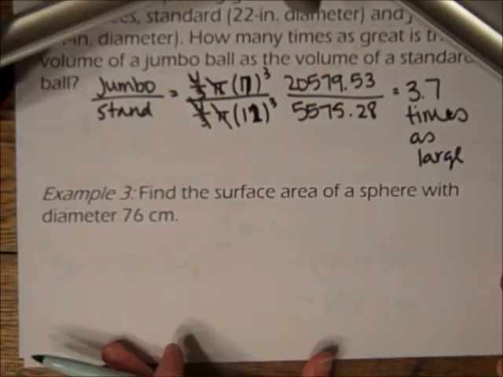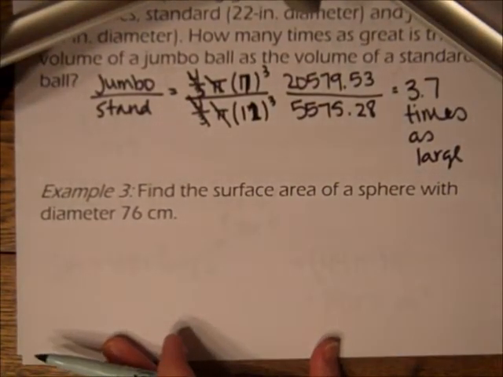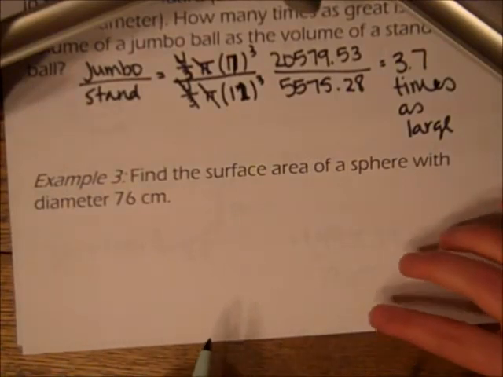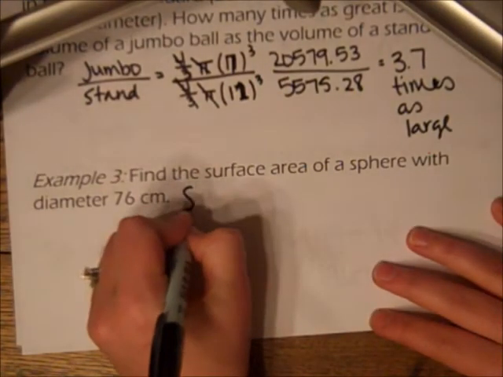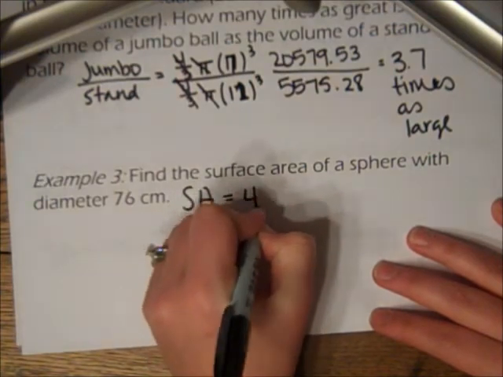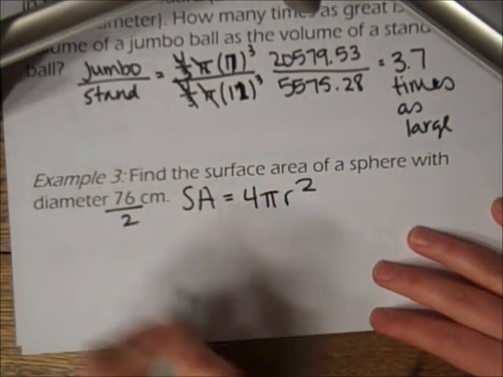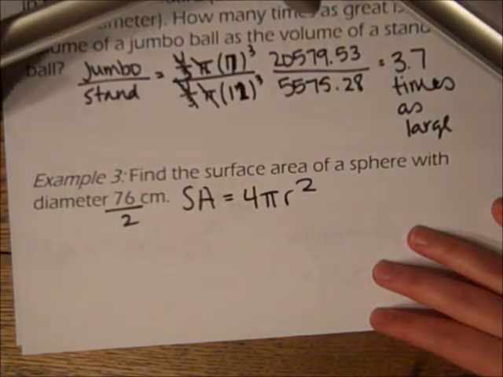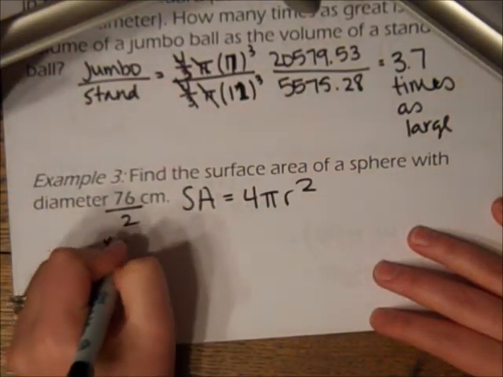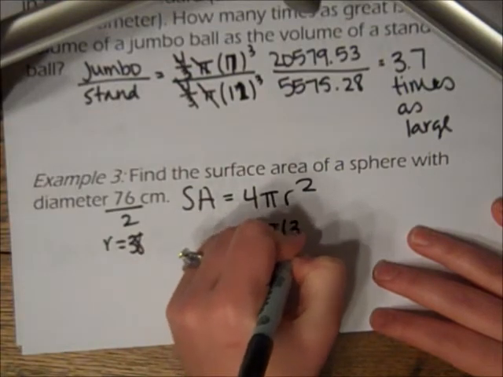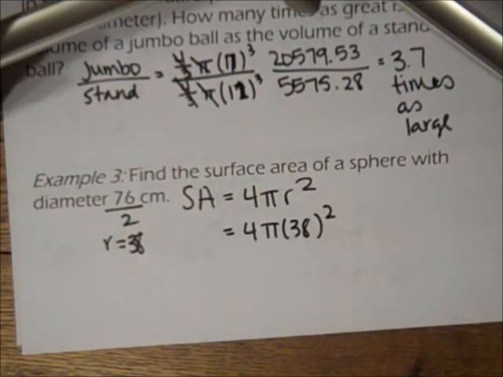Okay. Example 3. Find the surface area of a sphere if the diameter is 76. So remember our formula from a couple pages ago? Surface area is 4 pi r squared. They gave me the diameter, so I'm going to want to cut that in half. So the radius would be 38. And then this one's super simple.